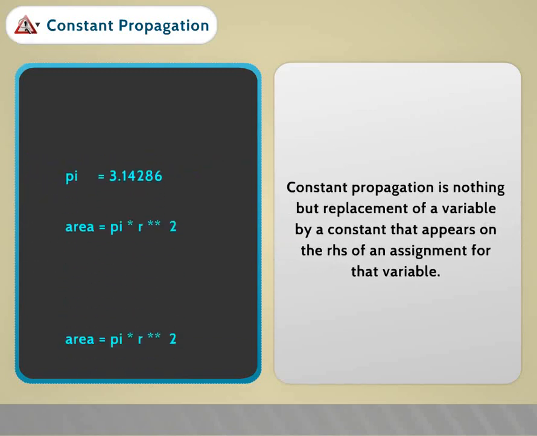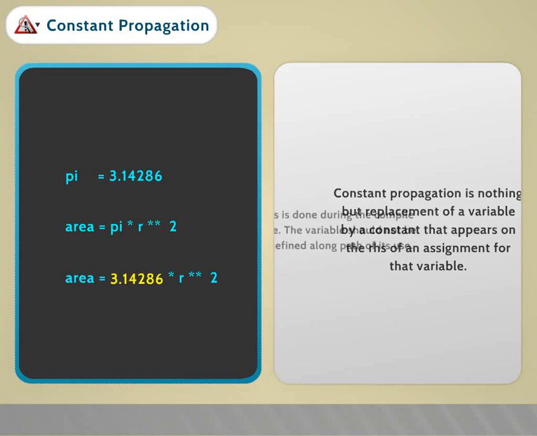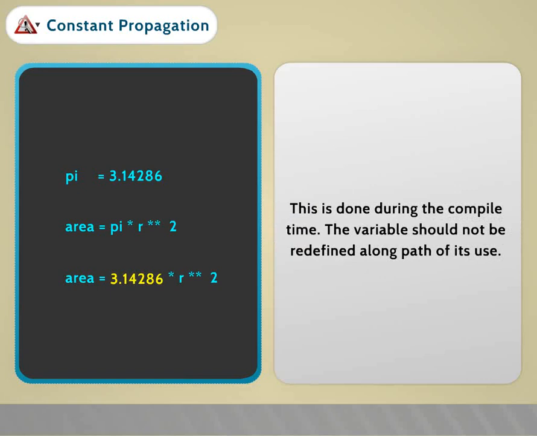Constant propagation is nothing but replacement of a variable by a constant that appears on the RHS of an assignment for that variable. This is done during the compile time. The variable should not be redefined along the path of its use.